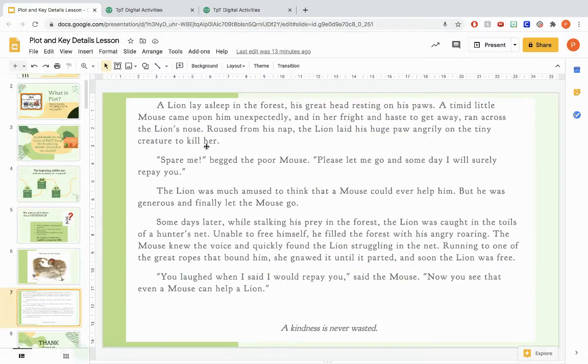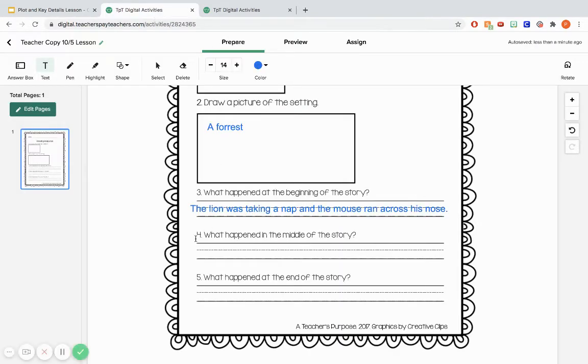Let's go fill in some more information. So we can see in the middle of the story, that the lion let the mouse go. Later, the lion got caught in a net. He shouted for help.